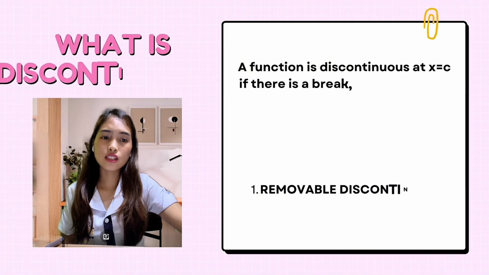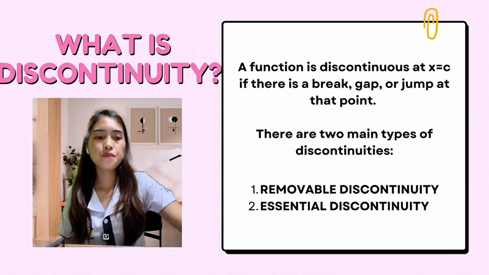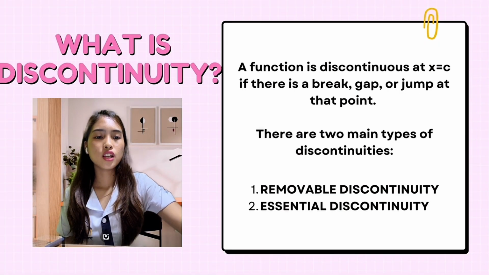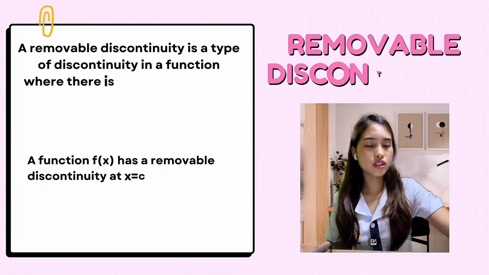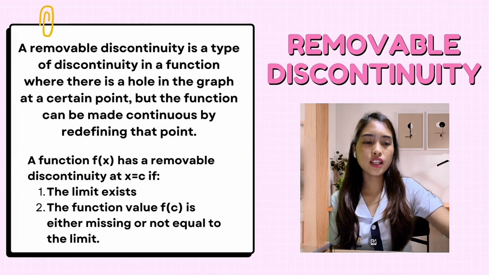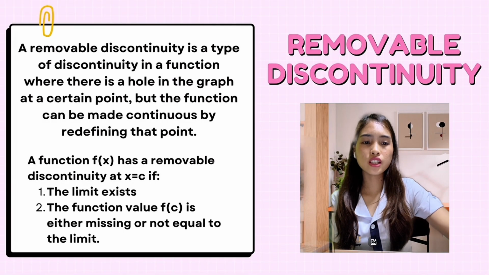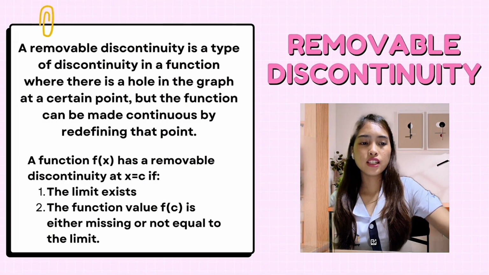So what is discontinuity? A function is discontinuous at x equal to c if there's a break, gap, or jump at that point. There are two main types of discontinuities: first, removable discontinuity, and second, essential discontinuity. So what is removable discontinuity? A removable discontinuity is a type of discontinuity in a function where there is a hole in the graph at a certain point, but the function can be made continuous by redefining that point.